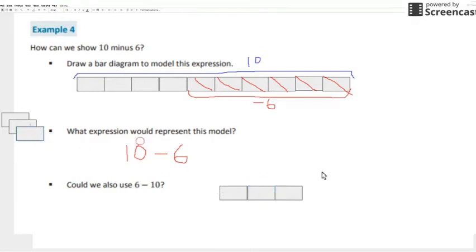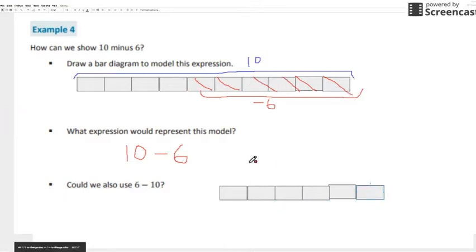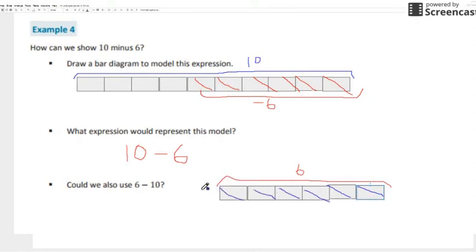And the question is, I need to take away 10 of them. Well, if we think about this, this is 6, right? If I started taking away 10, so if I went 1, 2, 3, 4, 5, 6, I don't have any more. If I keep going over here, 7, 8, 9, 10, I would need 4 more boxes. I need 4 more. So this doesn't work.